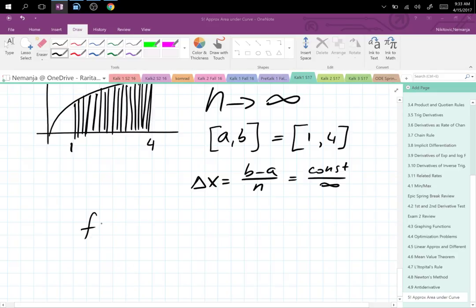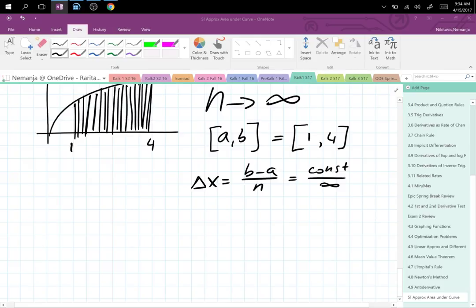I am going to take my points, which are the heights, and multiply that by a width to come up with a single rectangle. Then I am going to add all of the rectangles that I have, and then I am going to send that number of rectangles to infinity to make sure that the error is gone.